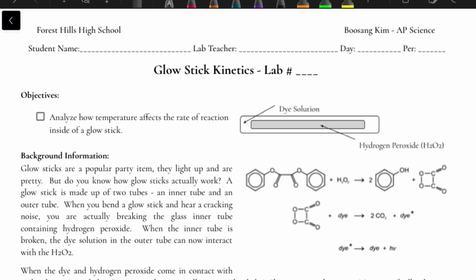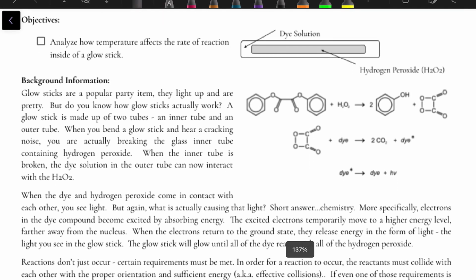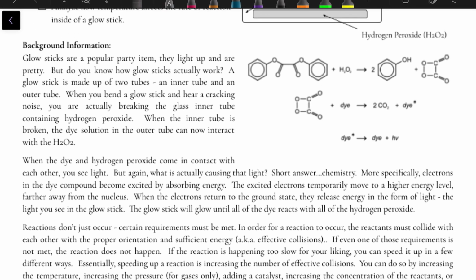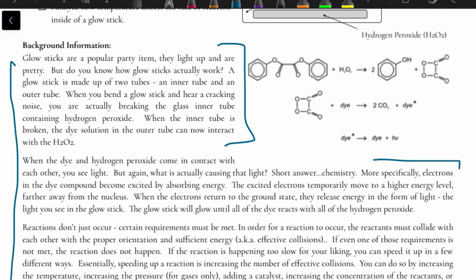This is the glow stick kinetics lab. So like always, you have a bunch of super important background information. Some of this is how glow sticks function to begin with. The second paragraph is a review of how excited electrons get excited and what happens when they do. And then that third paragraph talks about more current things, about rates of reactions and how to speed them up.